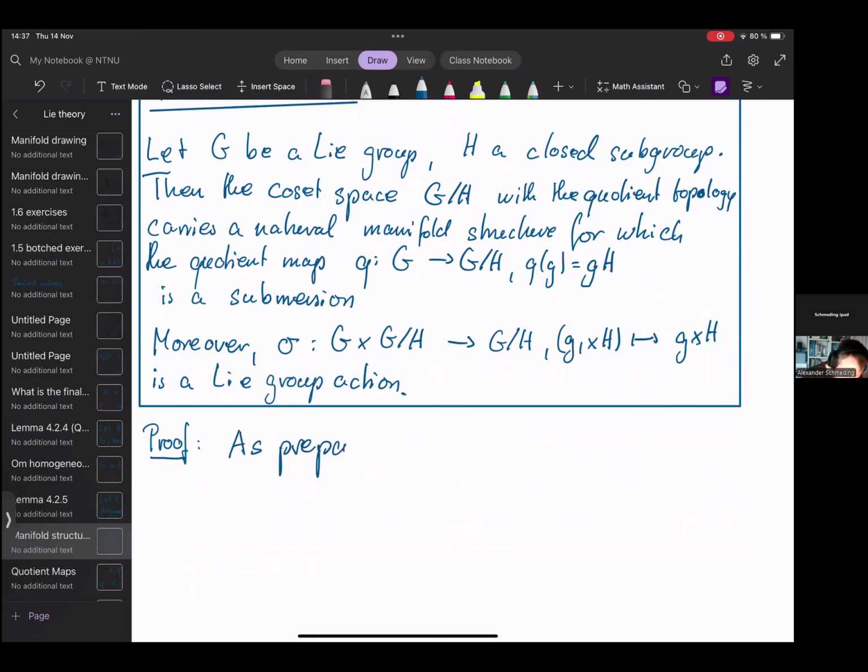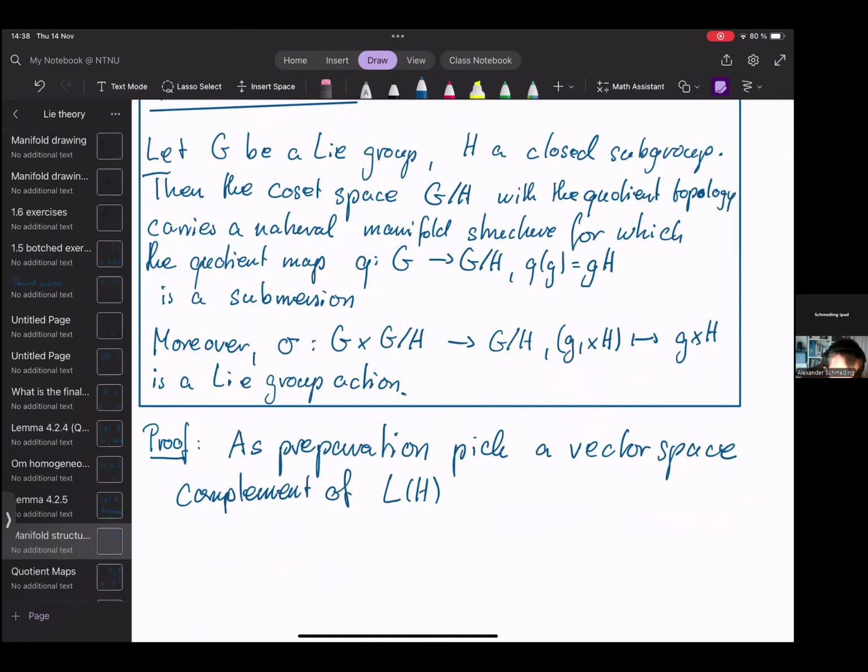As preparation, we need a few results. First of all, we pick a vector space complement of the Lie subalgebra of H, and let's call this vector space complement E, in the Lie algebra of the big group. Remember, by the closed subgroup theorem, closed subgroups are Lie subgroups, so they have a Lie algebra.